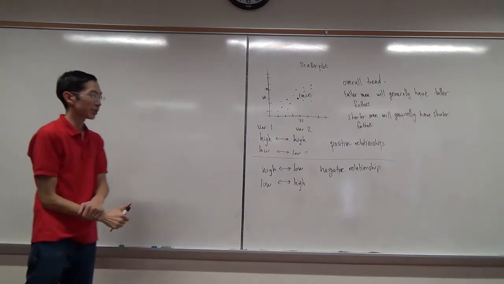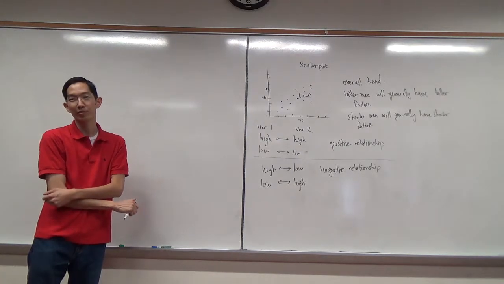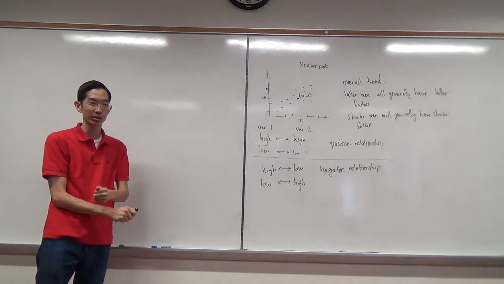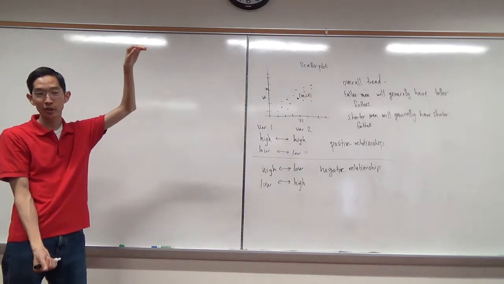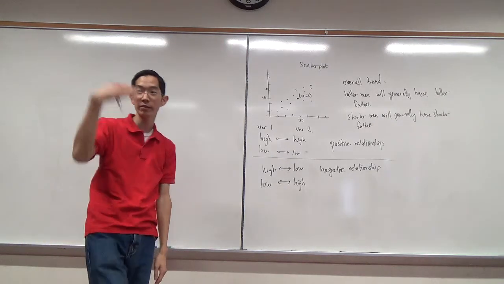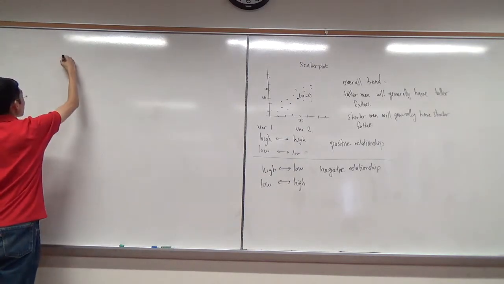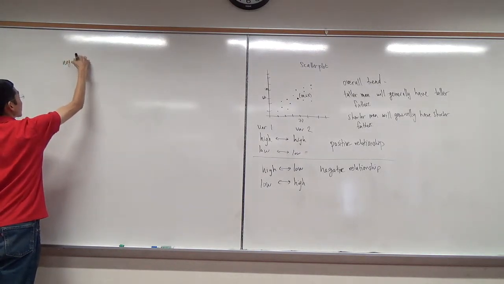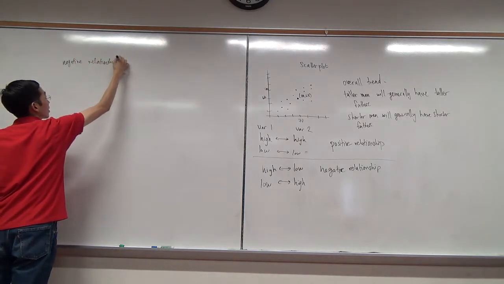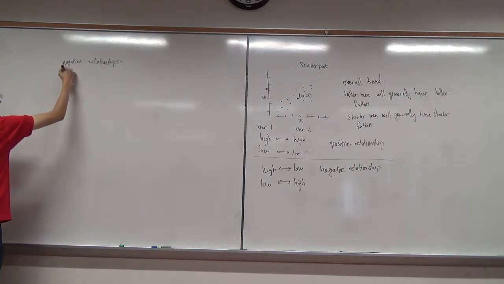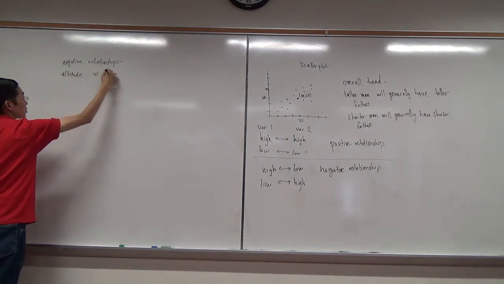Okay, so a few examples. We could look at altitude and air pressure. So in general, places of high altitude will have low air pressure. Places with lower altitude will have higher air pressure. Okay, so negative relationships. Altitude versus air pressure.